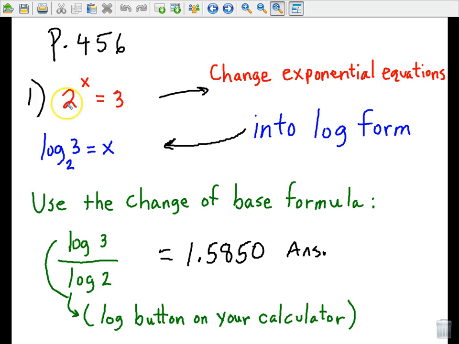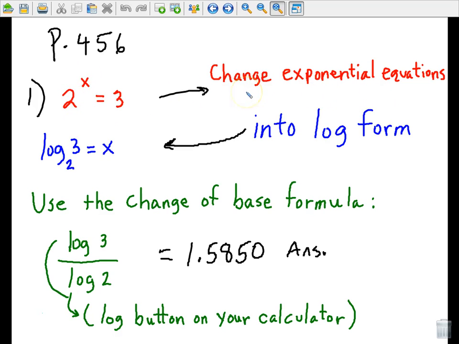Okay, so on page 456, which is where your homework assignment is located, I have written down problem number 1 from your book, which represents an exponential equation. It's exponential because I'm trying to solve for x, which is the exponent. So we're solving for the variable when it represents the exponent in this equation.